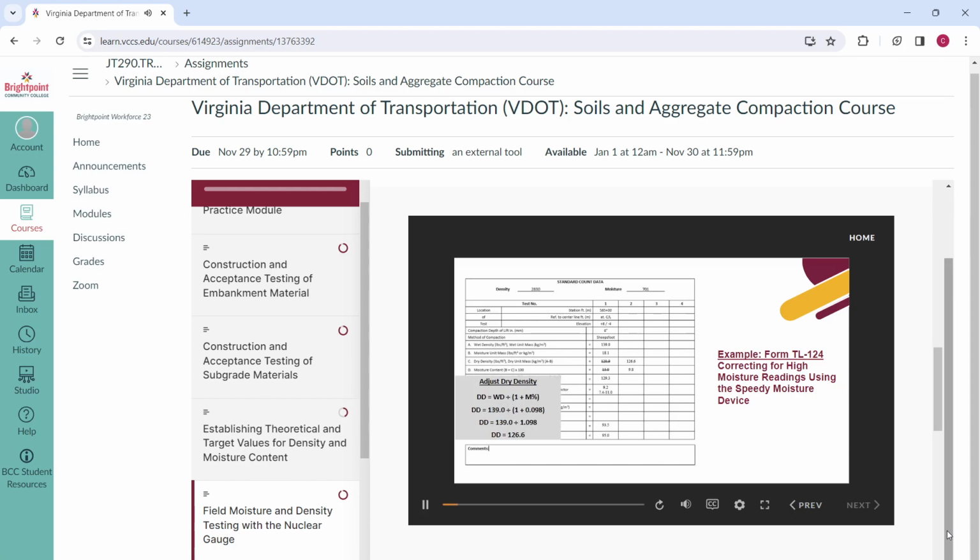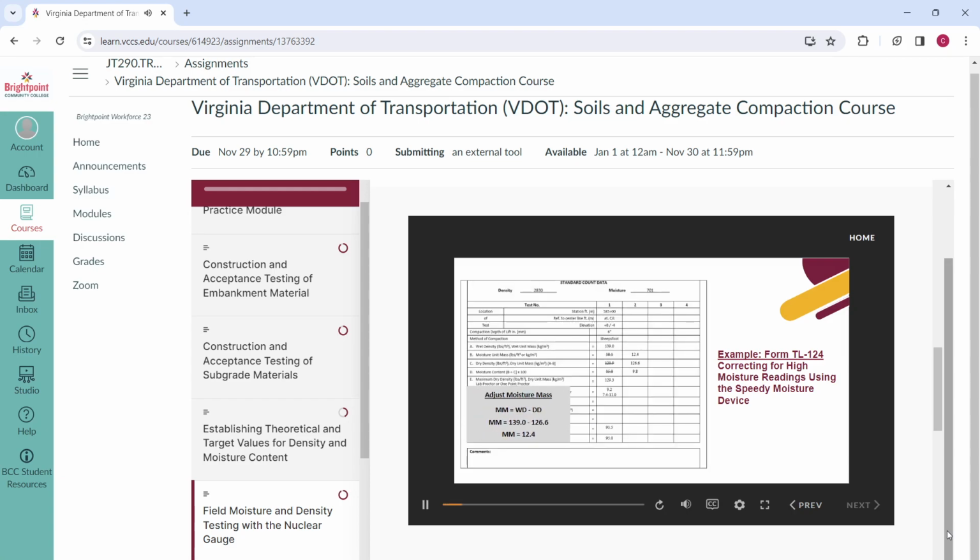Next step is to adjust our dry density. We'll do this by taking our wet density of 139 and dividing it by 1 plus our corrected moisture percentage in decimal form. When we do this, we find that our corrected dry density is actually 126.6 pounds per cubic foot.